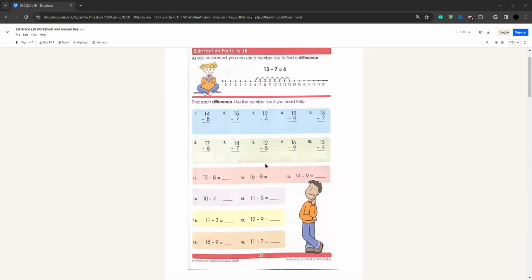Welcome back to first grade, lesson 19. We're going to be going over the odds today. So, we'll start with number 1. It says to find each difference. Use a number line if you need help.